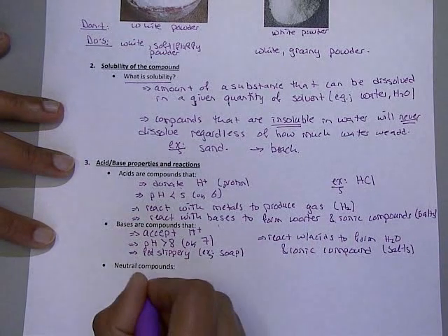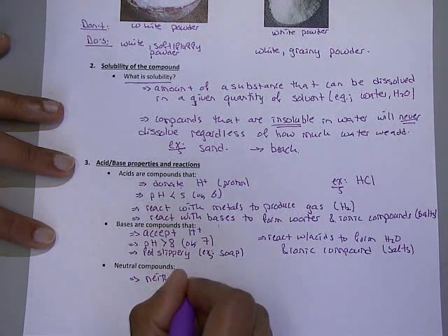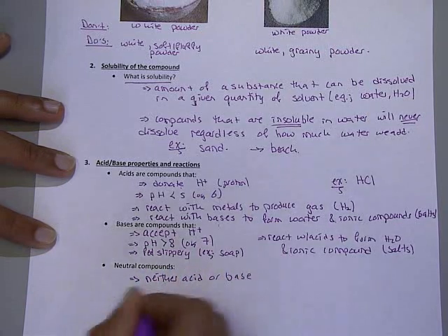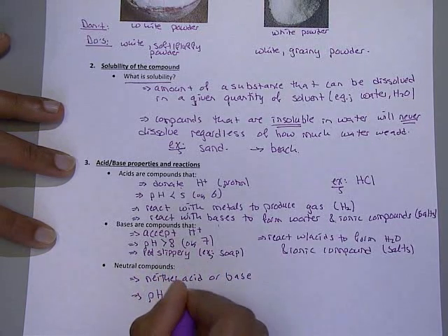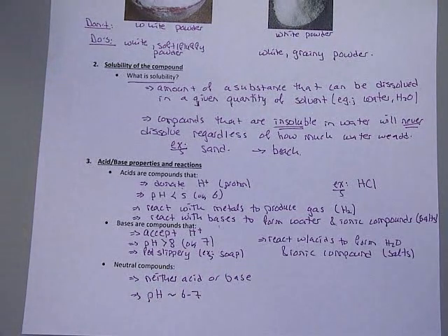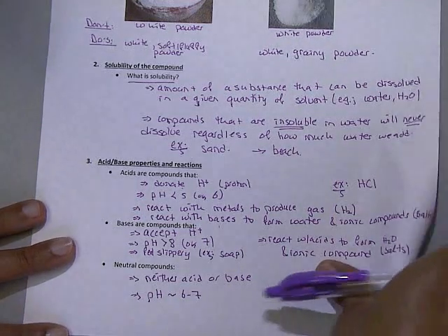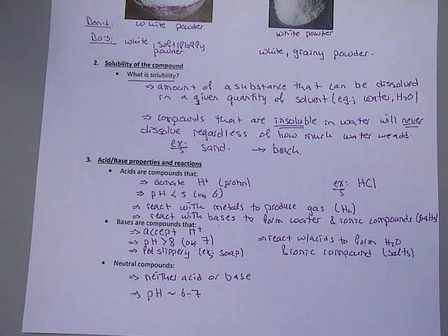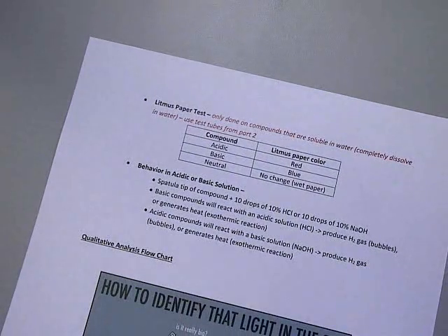Now, neutral compounds, well, as the name says, they're neither an acid or a base, and they usually have a pH in the range of 6 to 7-ish, okay? So that's part 3. Part 3, you're really dealing with acids and bases. You're also performing litmus paper tests, and you're performing behavior of these compounds in acid and or basic solutions.